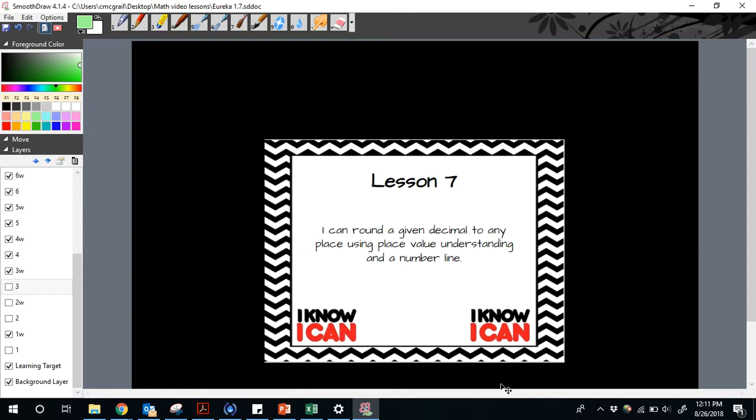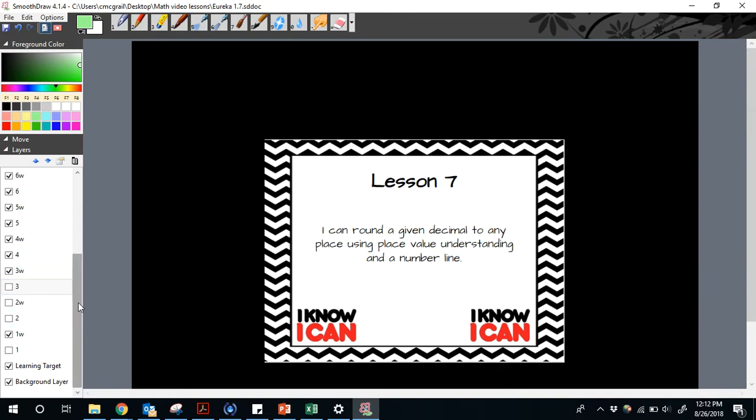This is Eureka 1.7. Just like yesterday, you want to make sure that, number one, you are sitting with your team, and you also have the following materials: something to write with, your headphones, your math notebook, and your Eureka Learn book, because we're going to be using the Lesson 7 template. For the two problems that we do together in the video, please make sure that you have your Lesson 7 template open and in front of you. Once you have those things with you, we can begin.